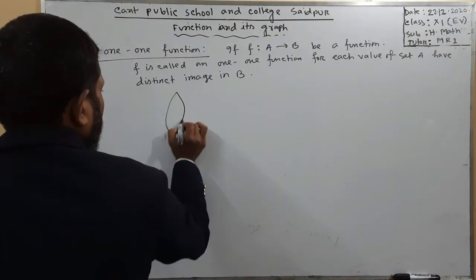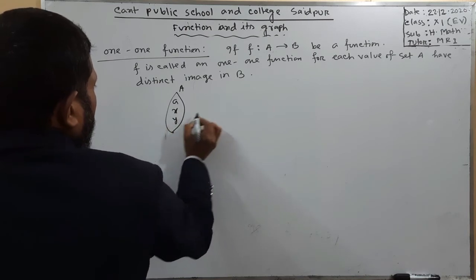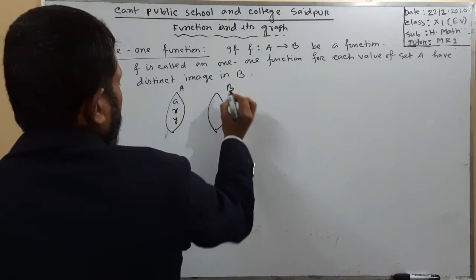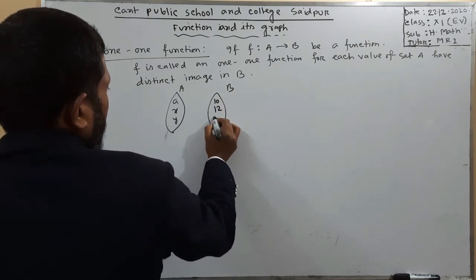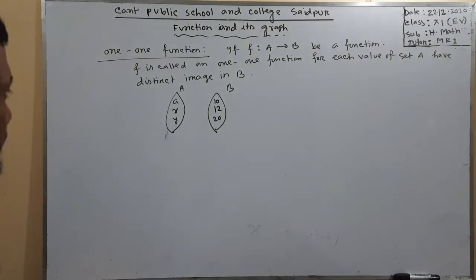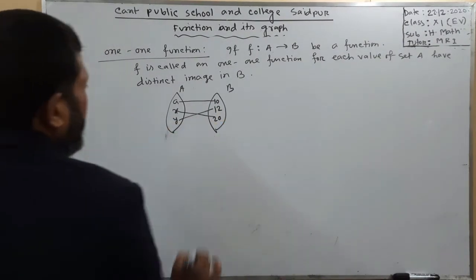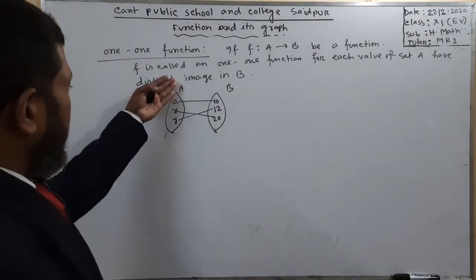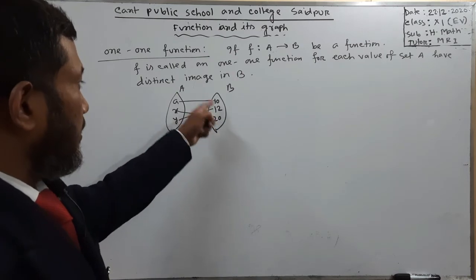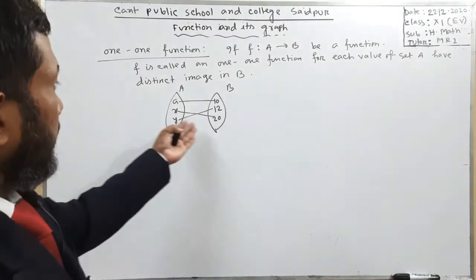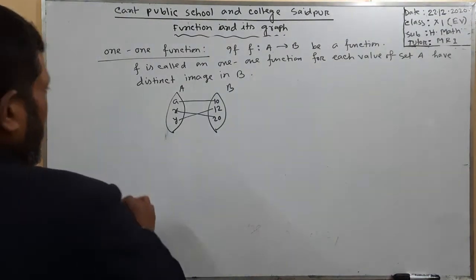Suppose A is the set x, y, and B is another set with elements, suppose, 10, 12, and 20. If we write this, every element of set A has a distinct image in B. This is the one-one function.